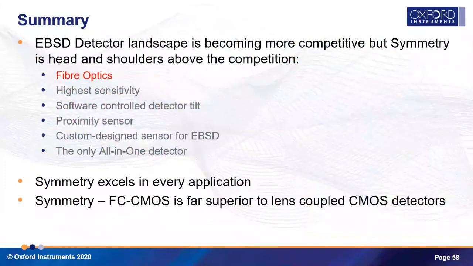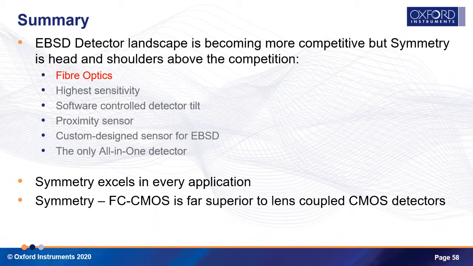So to summarize, I've been chatting for about 40 minutes. The big thing here in using CMOS in this detector is that we have developed fiber optics. It took us about 5 years to develop, but it means that we get the highest possible sensitivity. It's software controlled in terms of insertion and detector position, the tilt. We've got the proximity sensor. We use a custom designed sensor for EBSD, not an off-the-shelf, and it is an all-in-one detector. It's both sensitive and fast. So it excels in every application, and the Symmetry Fibre Coupled CMOS is far superior compared to any type of lens-coupled CMOS detector.